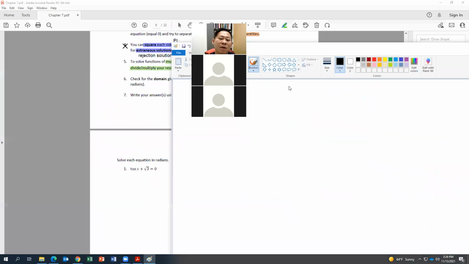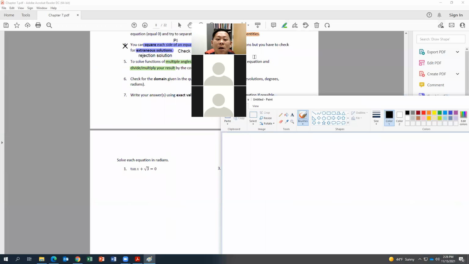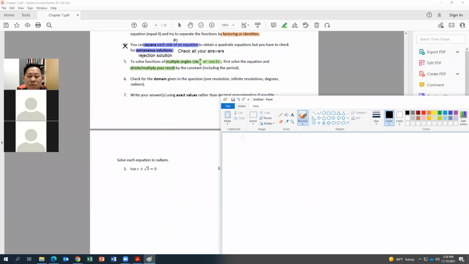Okay. And again, we want everything in radian form. Okay, so let's take a look at the first question. Again, the first few questions, they want you in infinite revolutions. So that's why the question here did not say 0 to 2 pi. So how do we solve tangent x plus root 3 equals 0?